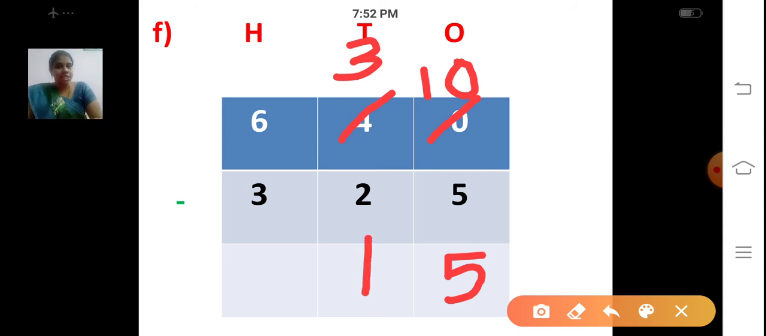Let's move on to the hundreds place. Now tell me the answer. 600 minus 300. What will be the answer? 6 minus 3. Subtract and tell me the answer, children. So 3. So the answer is 315. When you subtract 640 minus 325, the answer is 315.